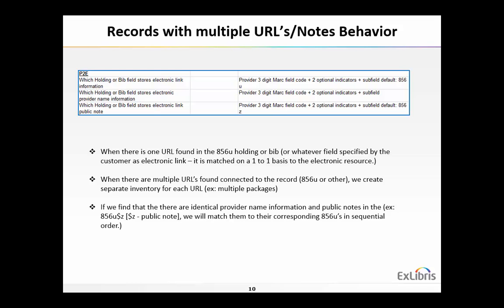Likewise, if we find that there is identical provider name information and/or public notes in the record, for example, 856 subfield Z with Z corresponding to the public note, we will match them to their corresponding 856 U's in sequential order.